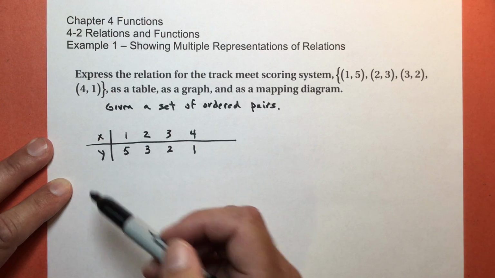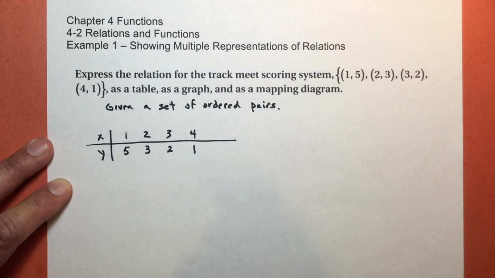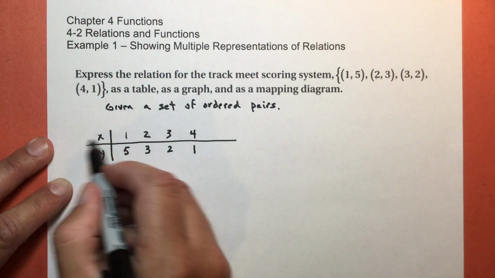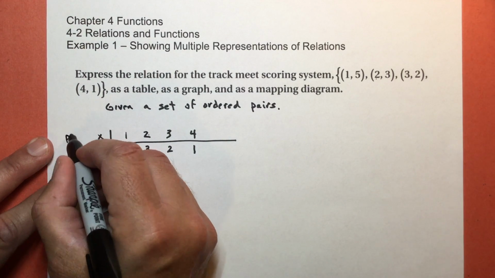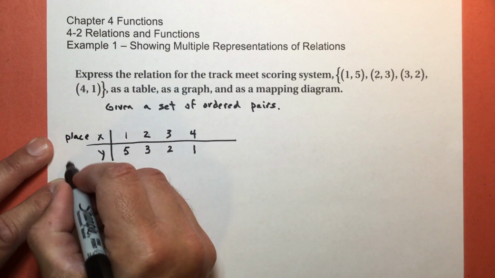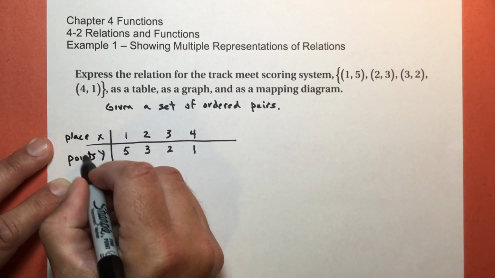Now I use the x and y because we're going to use that a lot, but another thing you could have done would have been to actually label these. This could have been the place, and this could have been the points.